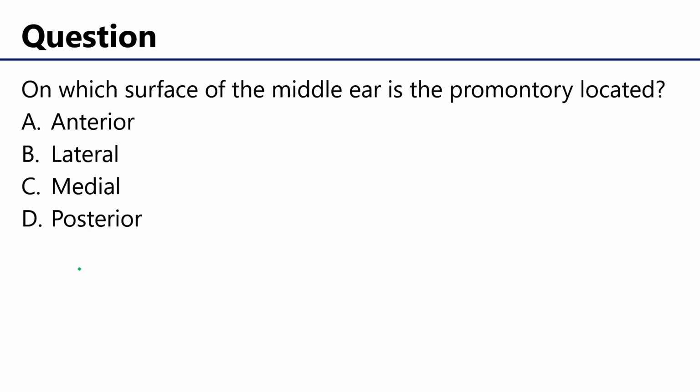That leads us to the question of this video, and that is, on which surface of the middle ear is the promontory located? Is it the anterior? No, the anterior surface is where the pharyngotympanic tube runs. The lateral? No, that's the tympanic membrane. The medial, yes, that is where the promontory is, and its association with the inner ear. Posterior, nope, that's the mastoid air cells and the pyramidal eminence. That would be incorrect. So the correct response here is the medial wall hosts the promontory.